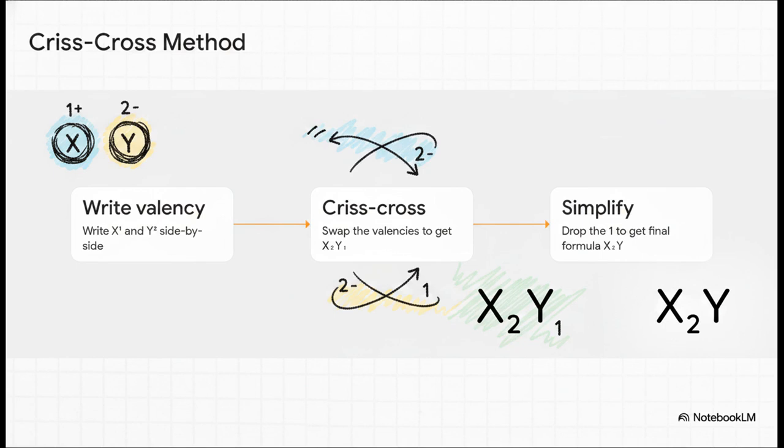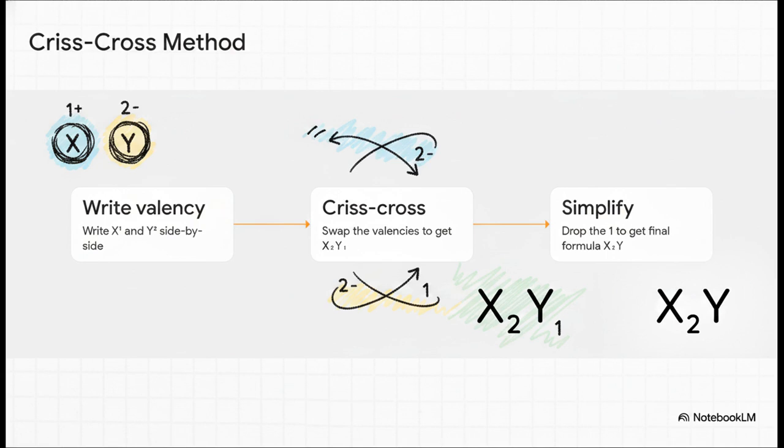Now it is time to put all this together using the good old criss-cross technique. Here's how we do it. Step 1. We write those valencies side by side, X with a 1 and Y with a 2. Step 2, we crisscross them. The valency of Y, which is 2, literally crosses over to become the subscript of X, and the valency of X, which is 1, crosses over to become the subscript of Y.